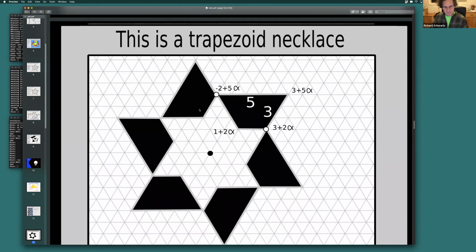So this is what I mean by a trapezoid necklace. The side lengths of this trapezoid are 3 and 5, and this would be the thing that corresponds to the number 3/5. And if you lay this thing down, what I've written here, these numbers like 3 + 5 alpha, 3 + 2 alpha, these are the coordinates of the vertices. And if you put this thing down in exactly this position, then you can put 6 more down or 5 more down, and you can get this nice necklace-like picture. And this will work for any p over q. So that's a trapezoid necklace.